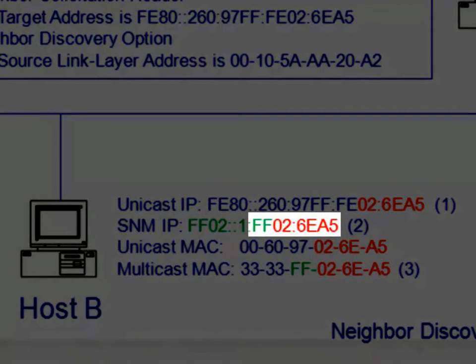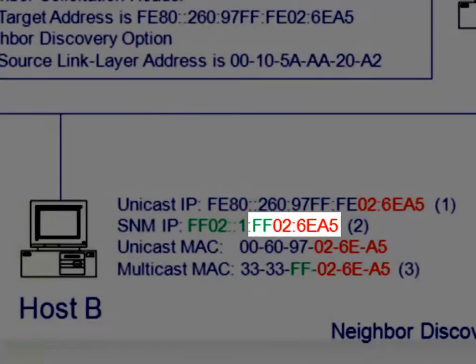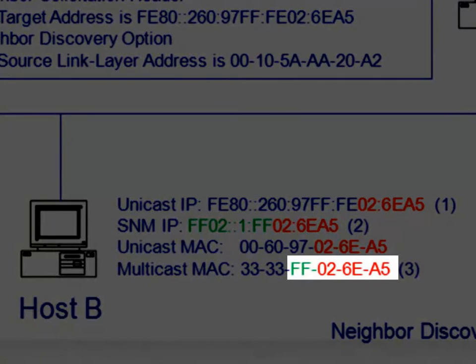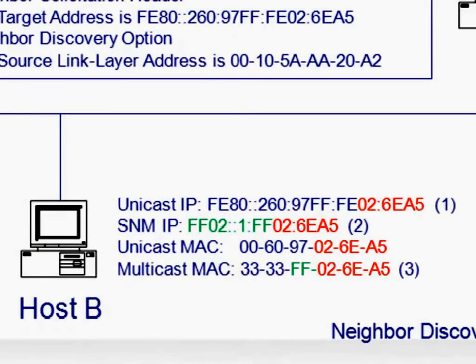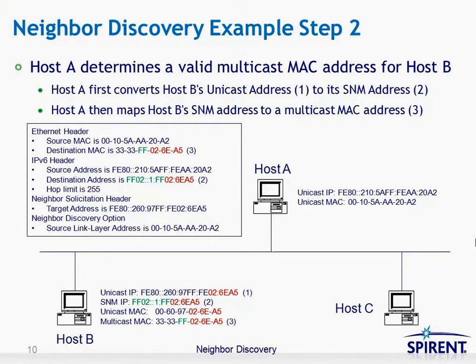I can then map down the least significant 32 bits of the SNM address, in other words, starting with the FF and then FF0260A5, to a multicast MAC address that host B has registered its NIC with and is listening for. It would always start with the 3333 prefix as I described earlier. And so now host A knows a multicast MAC address that for the most part only host B is listening to. This is the key to eliminating broadcast in IPv6: I can reverse engineer from your IP address a MAC address that you're actually using without actually knowing your burnt-in hardware address.